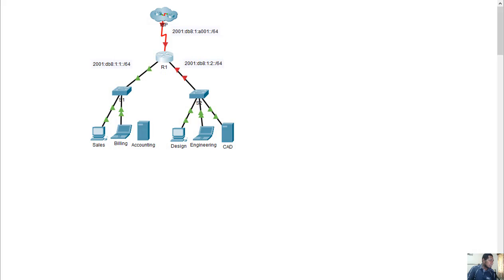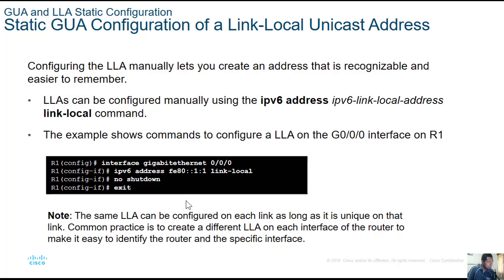IPv6, same command, ipv6 address. This time you put in the LLA address followed by the parameter link-local. So the same LLA can be configured on each link as long as it is unique on that link. Remember, link local, so it's uniquely local to that particular link.